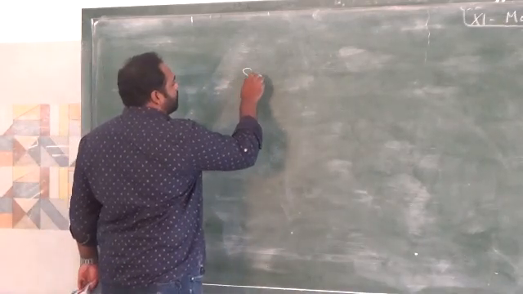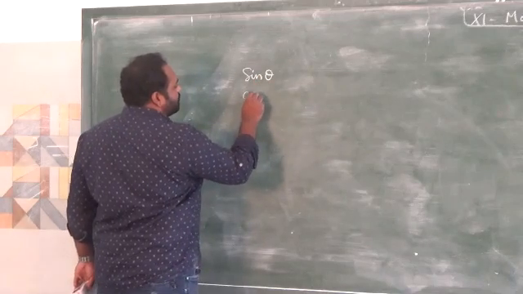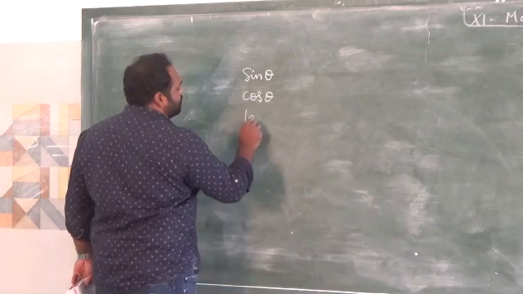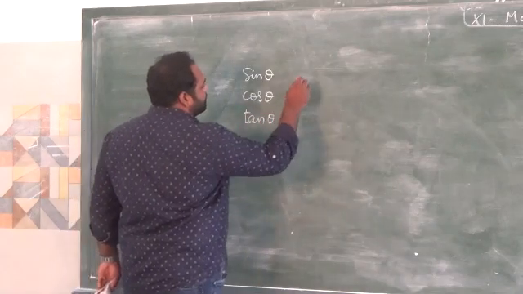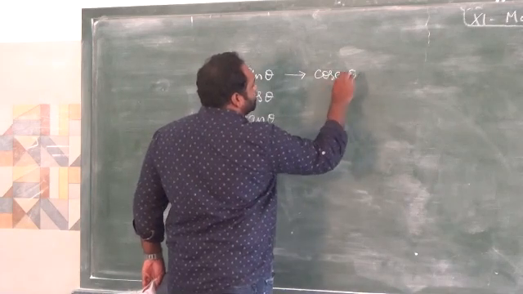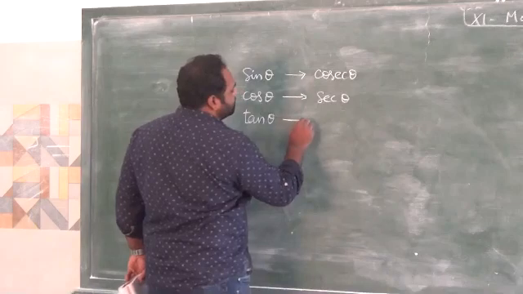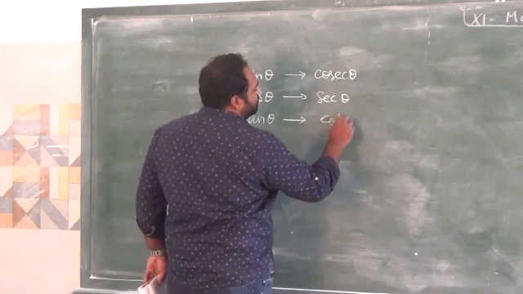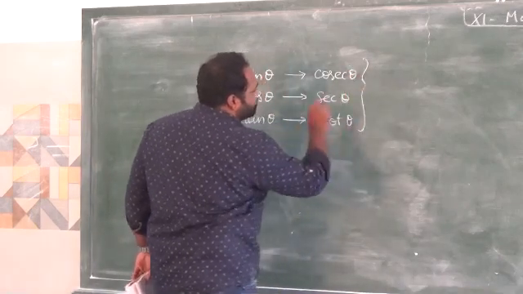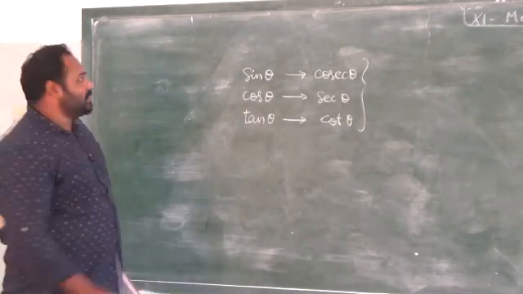Here first I am going to give you the 6 ratios in trigonometry: sin theta, cos theta, tan theta. So this reciprocal is cosecant theta, this reciprocal is secant theta, this reciprocal is cot theta. So all this we know very well, isn't it? Okay, now we have theta here, no?